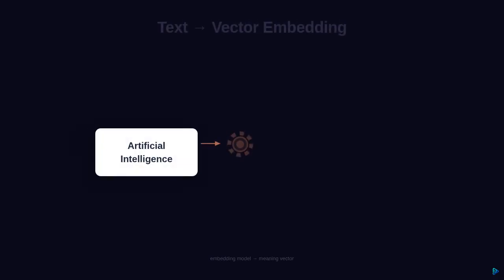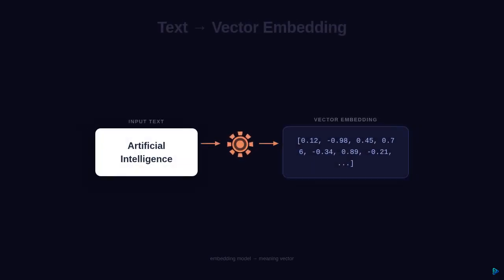Before we can search our data, we have to talk about embeddings. Computers do not understand words like apple or justice. They understand numbers. An embedding model takes a sentence and turns it into a long list of numbers, which we call a vector. This vector represents the meaning of the text.